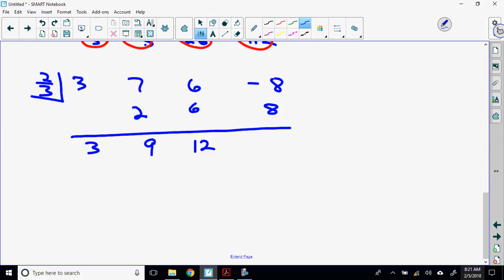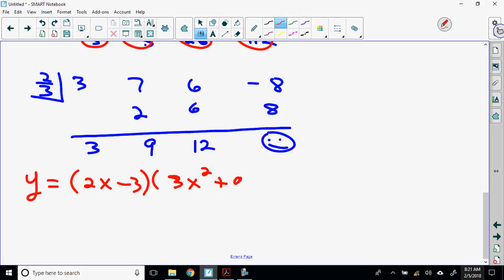Look at what just happened. Okay, better not do that. So we got this function broken down into y equals 2x minus 3 times 3x squared plus 9x plus 12. Huh? Well, that's kind of cool.